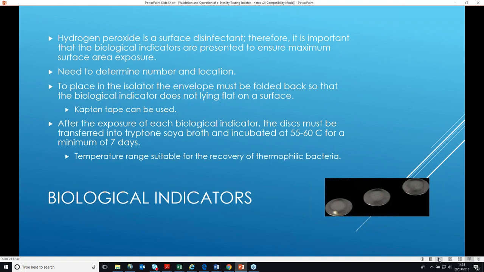Some companies elect to incubate for longer, on the basis that the incubation time needs to be sufficient to recover any stressed or sublethally damaged organisms. However, that needs to be factored in with how much downtime you wish to have with the isolator. Importantly, positive and negative controls need to be performed with each cycle.